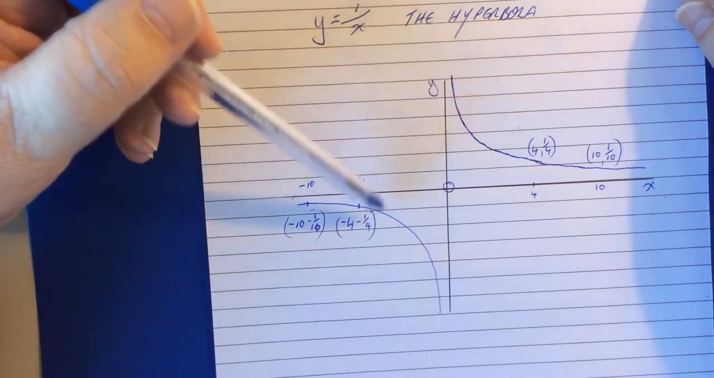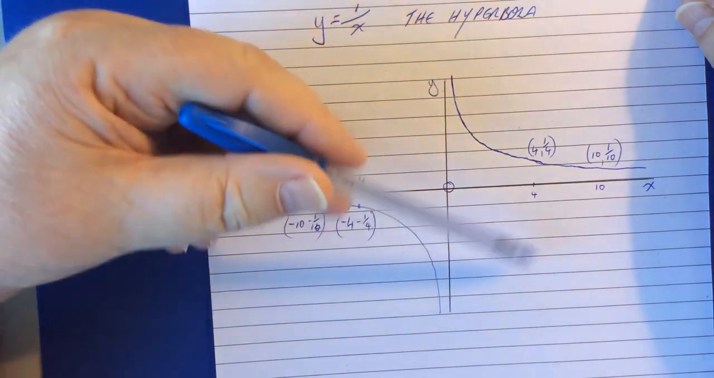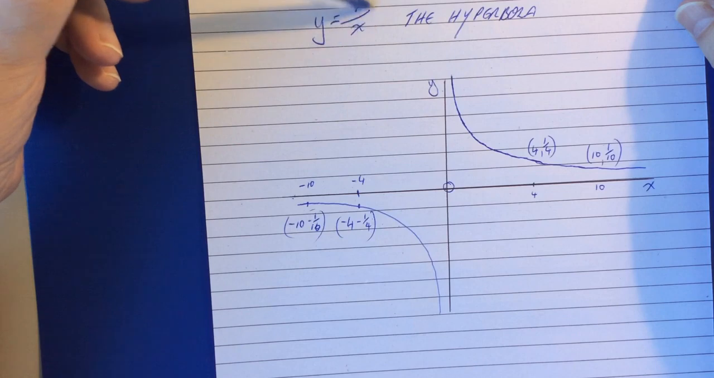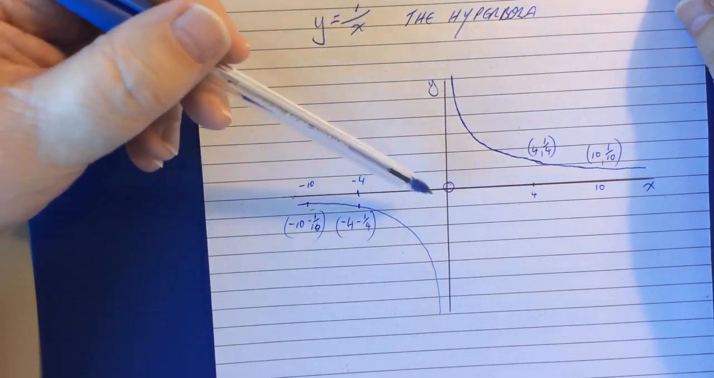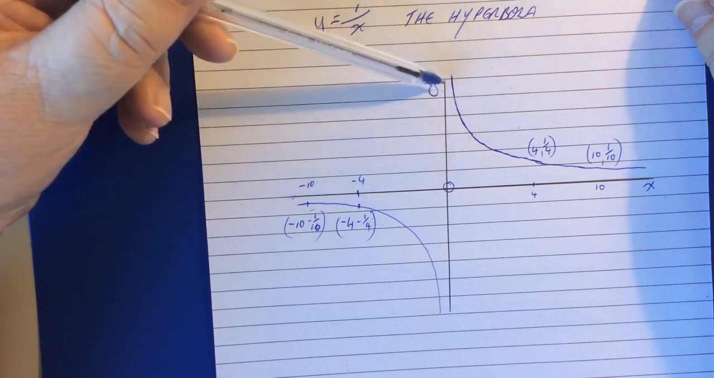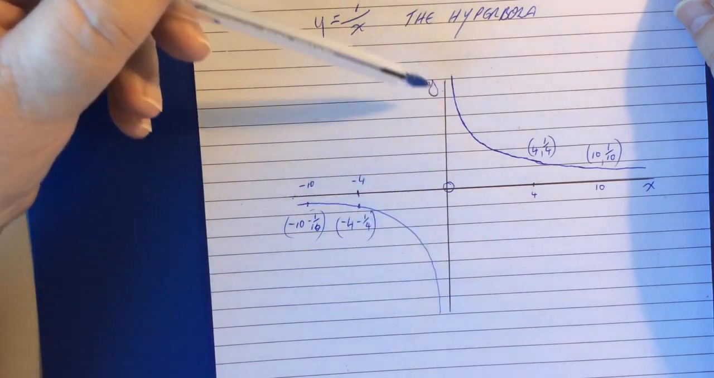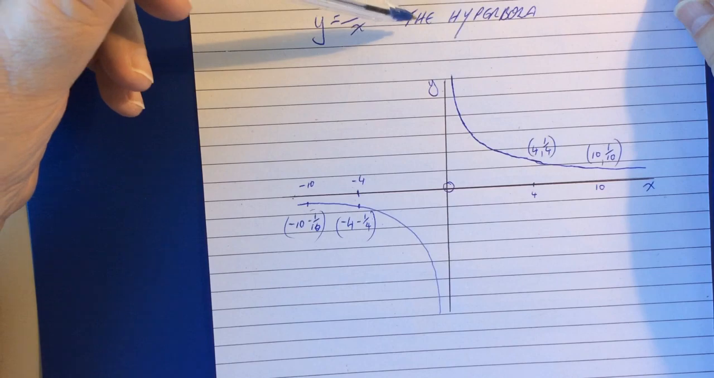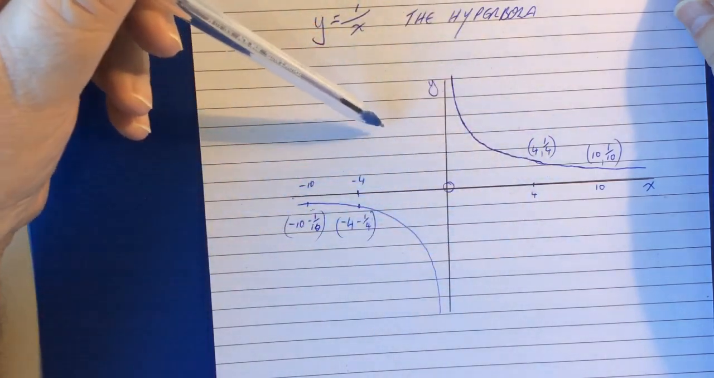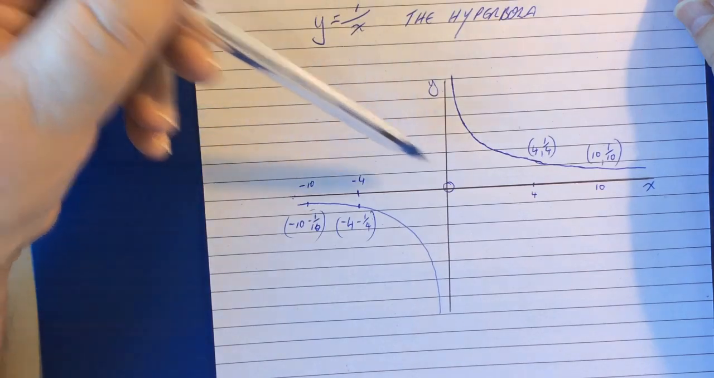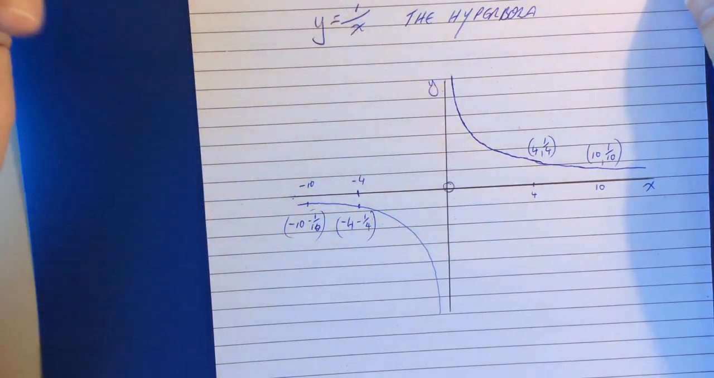Now, it is possible to move these graphs around by altering the basic function here. That's not a topic for this video. There are other videos in the playlist that deal with this. They deal with how you move this thing up and down, side to side, how you move it into this quadrant, and how you dilate it.